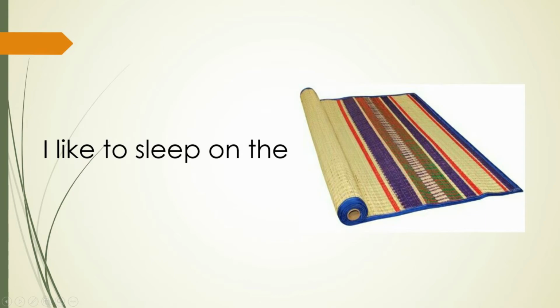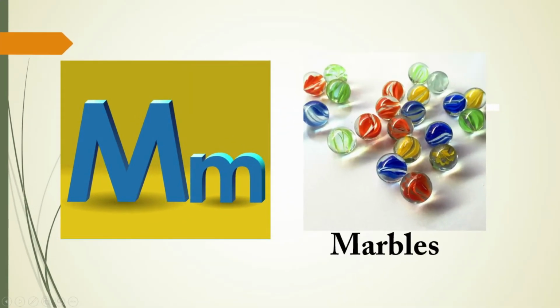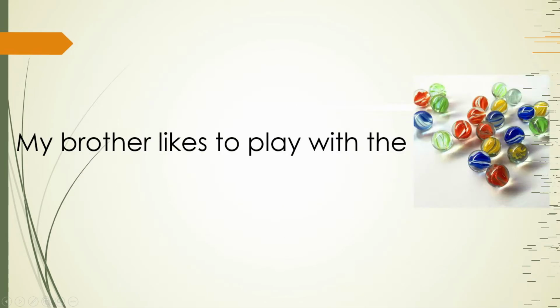Next one. These are marbles. M for marbles. M, m, marbles. These are small balls of colored glass used as a toy. Let's see one sentence. My brother likes to play with m, m, marbles.